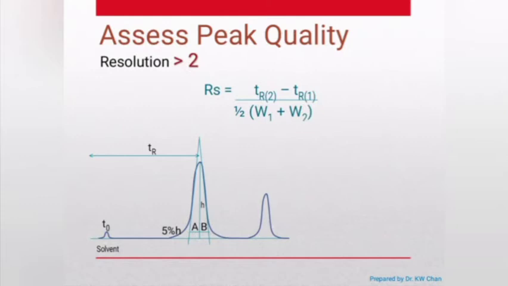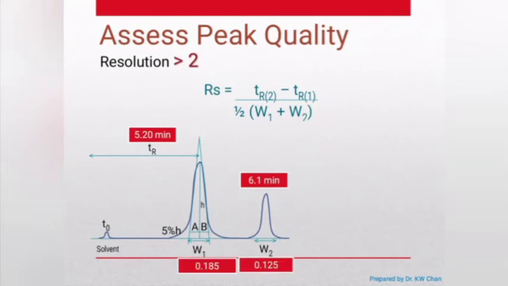Now, we have to find the W value and the retention time for the second peak. If the peaks have these retention times, and also these W values, then we are ready to find the resolution value. In this case, the resolution is 5.81, very much more than 2. This indicates that the target peak is well separated from the second peak.